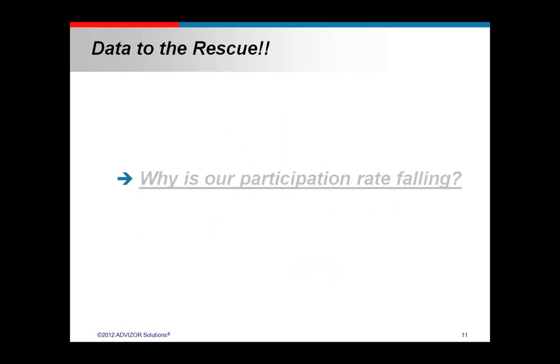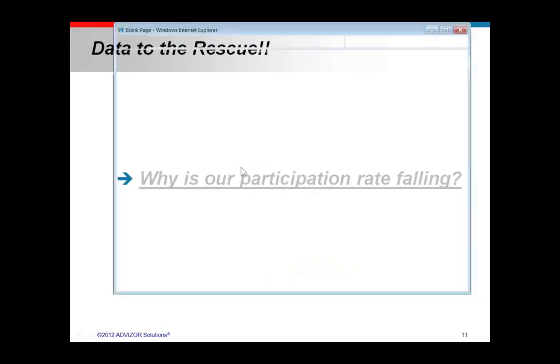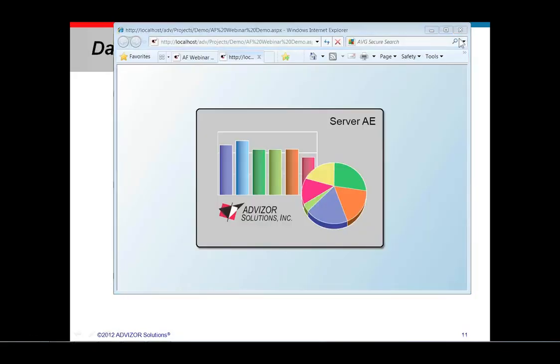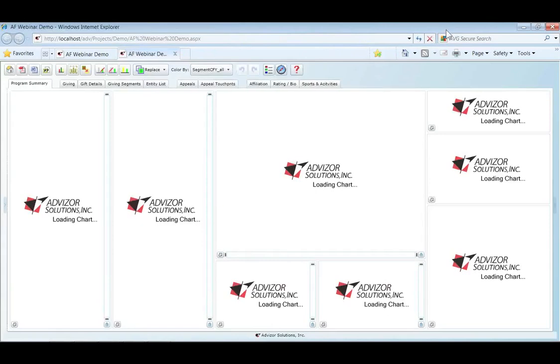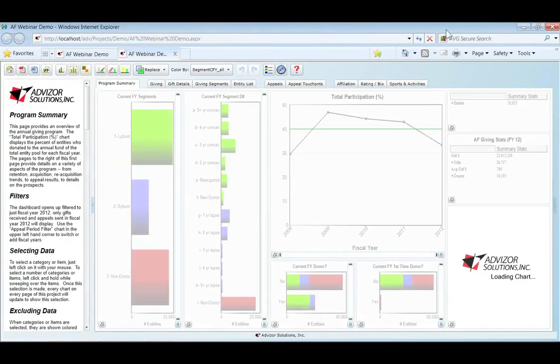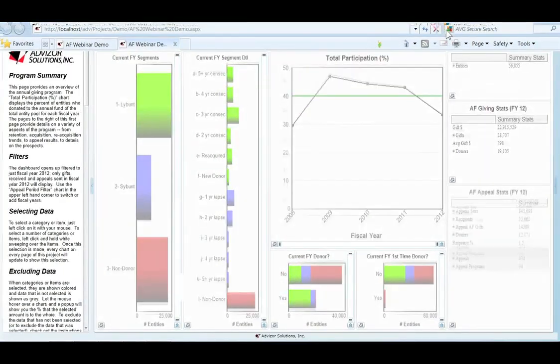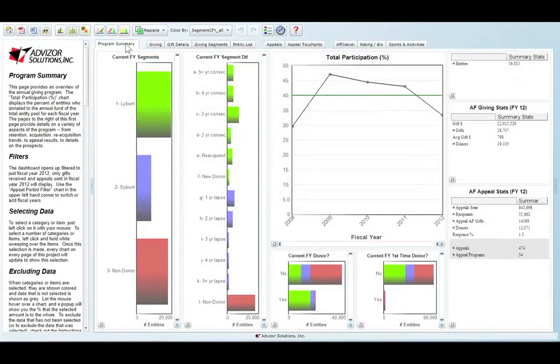So let's look at an example here. Why are our participation rates falling? So I'm going to open up a project here, which is leveraging the data. Let's give this some room. This is loading up. This is disguised data from actually a merge of several of our clients. It's opening in a browser. It's typical for what we would have as a project. It's a multi-page project. We're looking at a program summary on the first page. There's some pages on the giving segments, appeals, and then characteristics of the people.